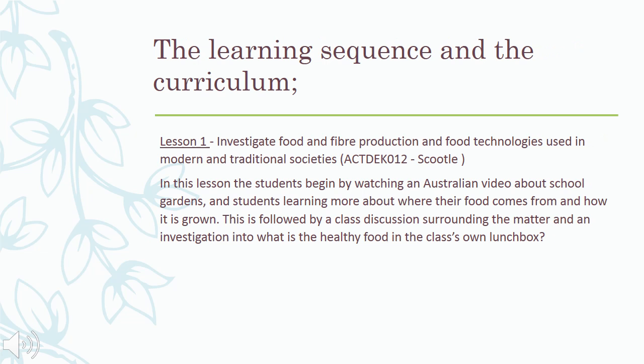Lesson 1 follows the curriculum descriptor, investigate food and fibre production and food technologies used in modern and traditional societies. The main focus of this lesson will be the food technologies used within modern societies. In the lesson, the students will begin by watching an Australian video about school gardens, and the students learn more about where their food comes from and how it is grown.